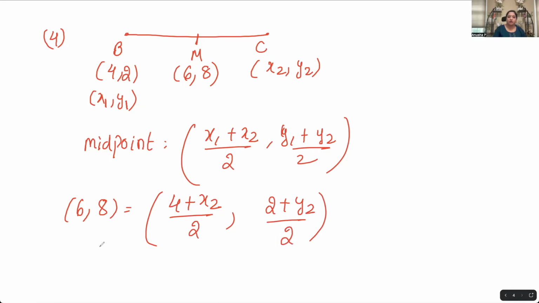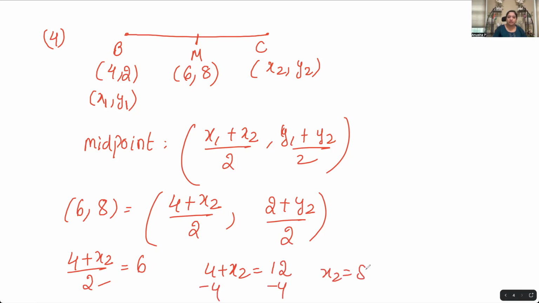Now make the first point equal to the first number. So 4 plus x2 over 2 equal to 6. From there, 4 plus x2 equal to, cross multiply, 6 times 2, which is 12. Subtract 4 on both sides. x2 will be 8.